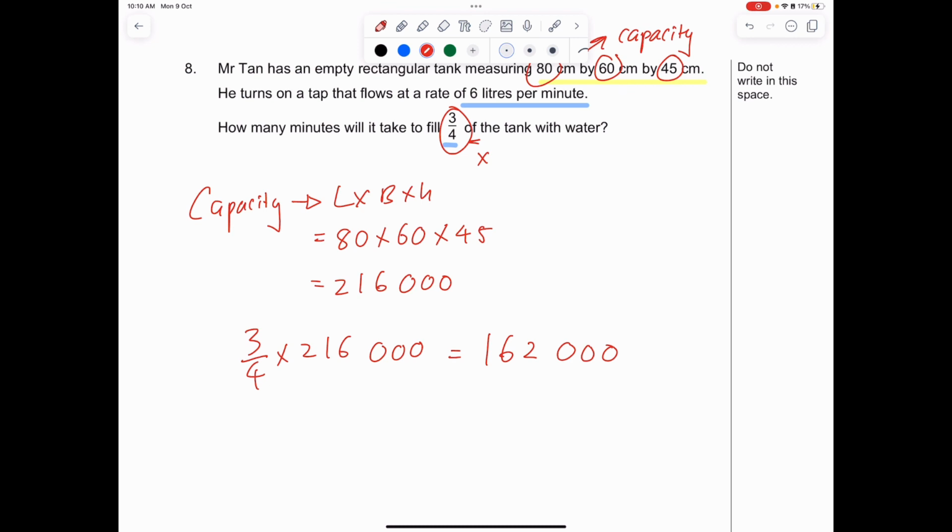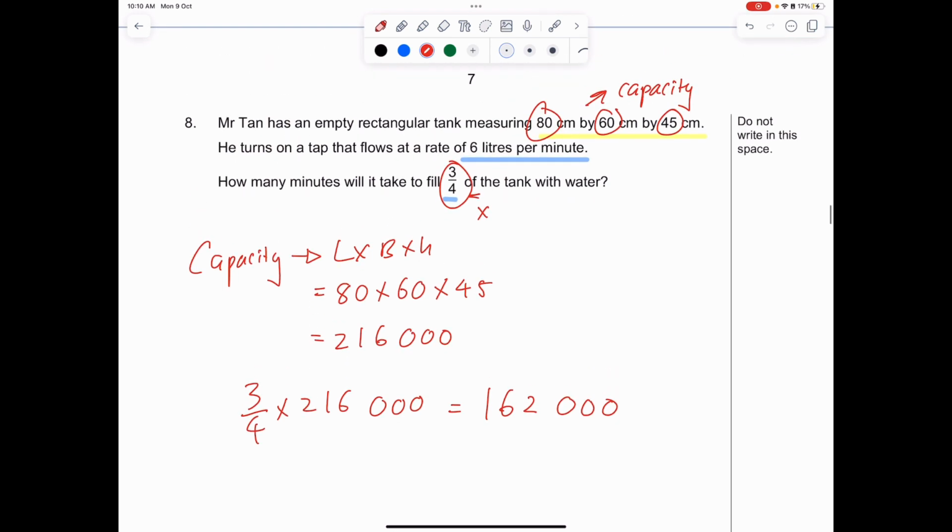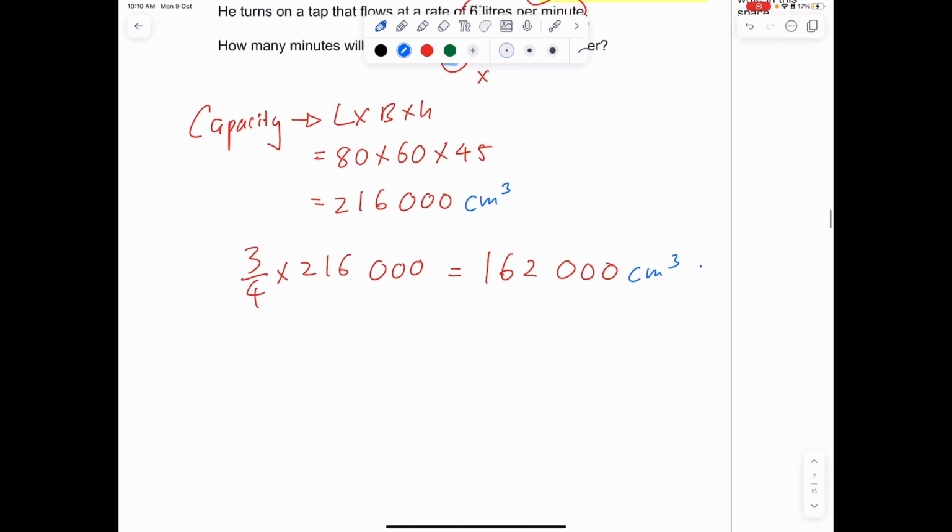This is not your capacity. This is what you want to fill it up. So granted that you know that, the rate is like this. Oh, by the way, it's very important to note that this is cm cube. Why is it important? Because this is in liters. So you need to do a bit of conversion.